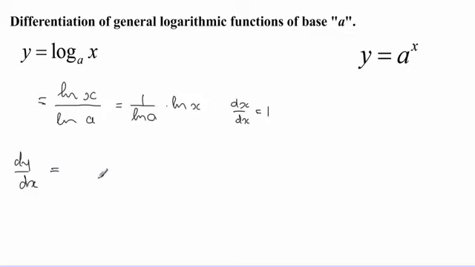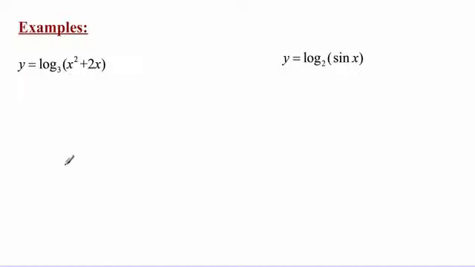So now that we know what happens, we're just going to have 1 over ln a multiplied by 1 over the argument, that multiplied by 1, which normally we're not going to write. Then simplifying, we've got the derivative of log base a being 1 over ln a multiplied by x. We're done there. So now our last examples will be the following.